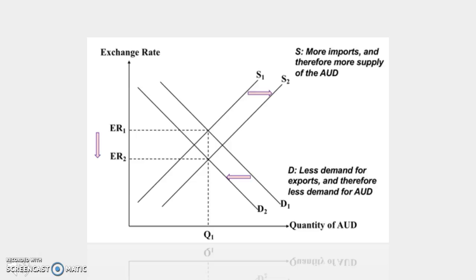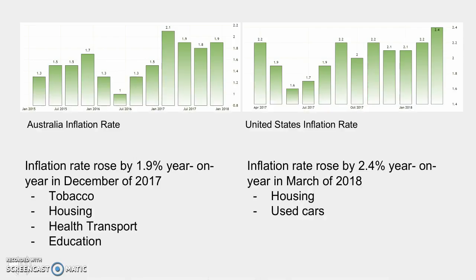As you can observe from the following graph, if Australia has higher inflation than the United States, it will experience less demand for exports and therefore less demand for Australian dollar, and more demand for imports and therefore more supply of the Australian dollar. It can be observed in the following inflation chart that consumer prices in Australia rose 1.9% in December of 2017. This is the result of alcohol, housing, as well as other factors.